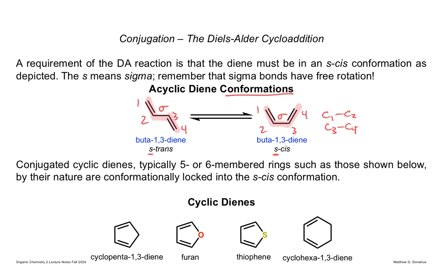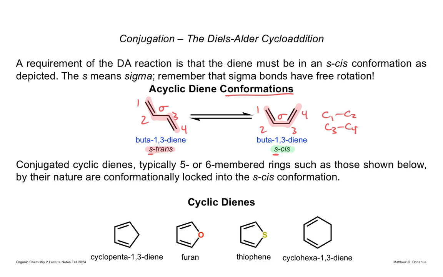The deal is, our reaction requires S cis. The S trans will not react. So anytime you see a diene that looks like that, it cannot undergo this reaction.